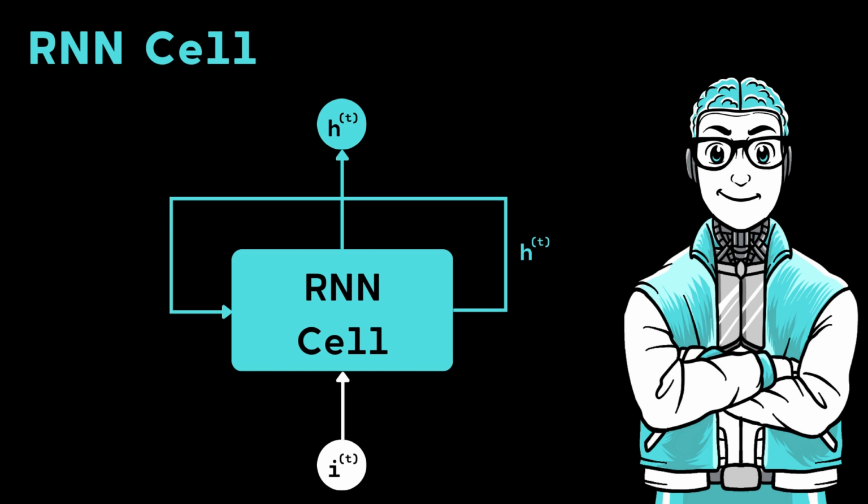The special thing about the cell is that it has a feedback loop, which means that the output goes into the cell as another input. This is known as hidden state.